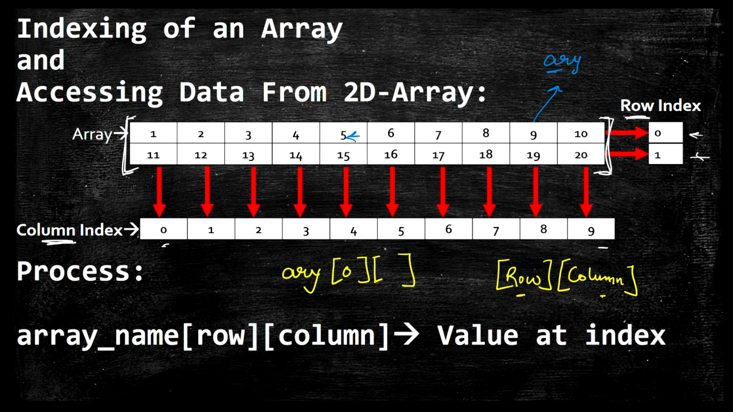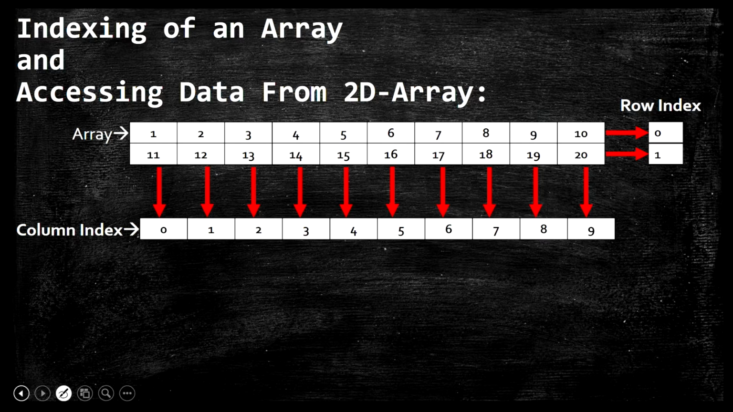And what is the column index of 5? Column index of 5 is 4. So we'll write 4 over here. So what will this give? This will give the 5. Clear? So this was about the indexing of an array.